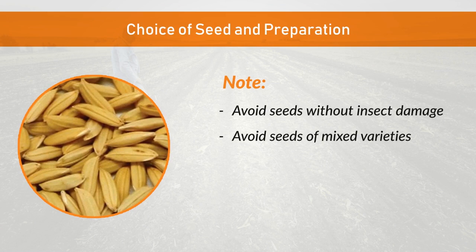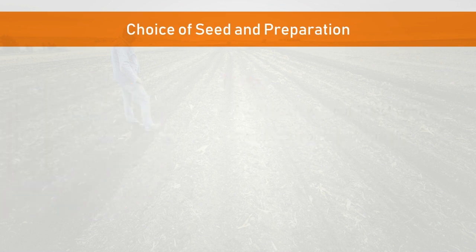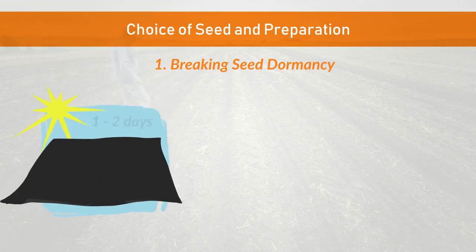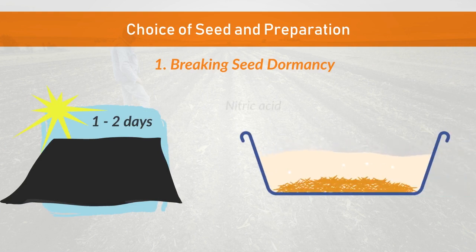Now here are the other key aspects to remember. The first is breaking seed dormancy. Seed dormancy is the failure of good quality seeds to germinate under favorable conditions. This should be avoided by placing the seeds on a plastic sheet and covering them with another under direct sunlight for 1 to 2 days.